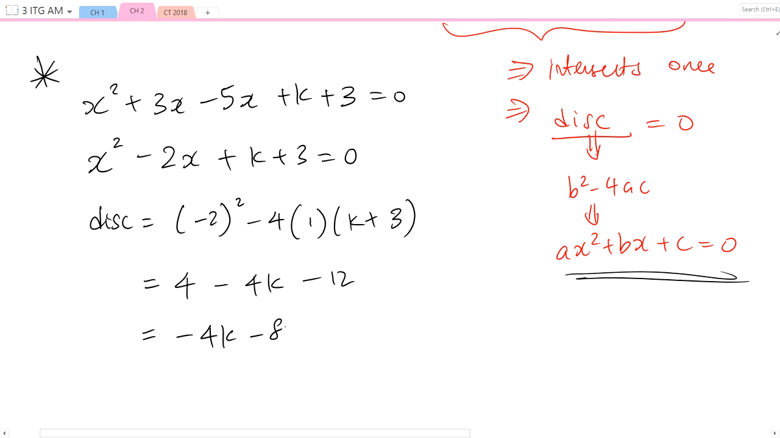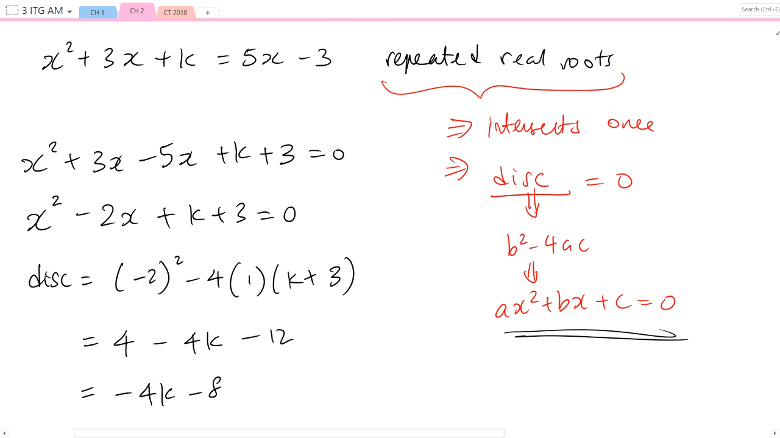Oh, wait, what am I supposed to do over here? Simplify? How to simplify? Factorize. No need to factorize. What am I supposed to do now? You see, I follow the steps, right? I got a discriminant. And what am I supposed to do? What? It is equal to 0. Why? Why is this supposed to be equal to 0?